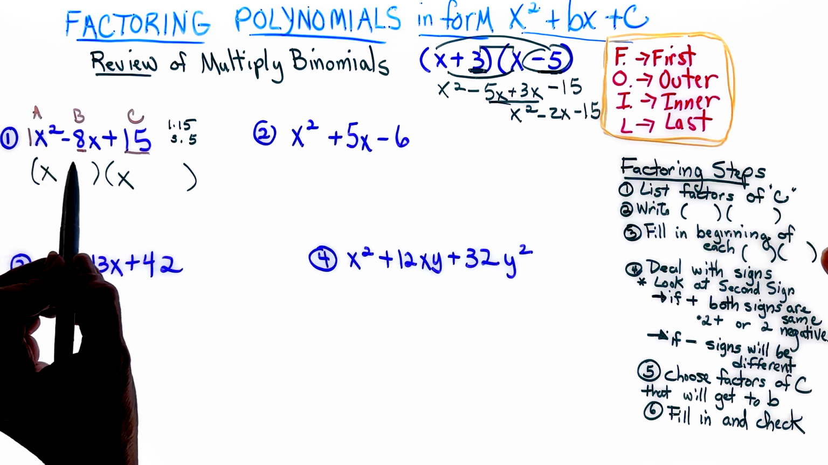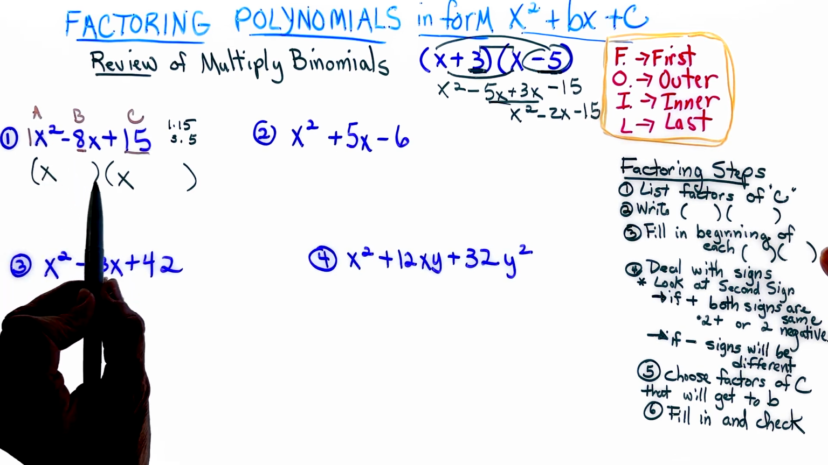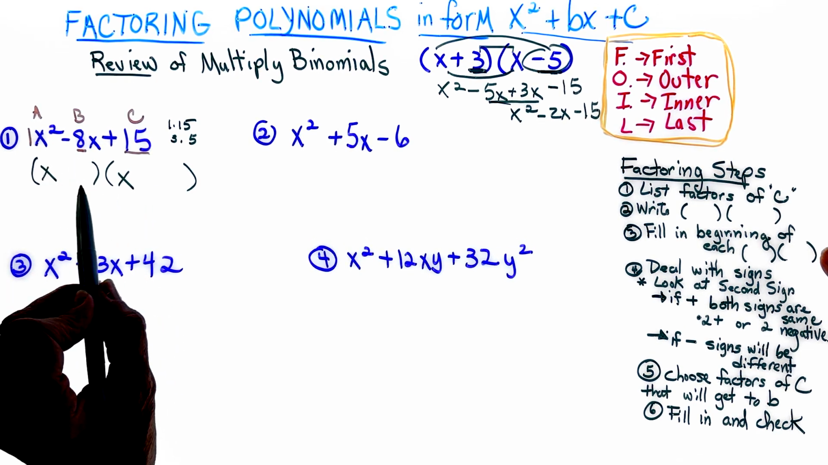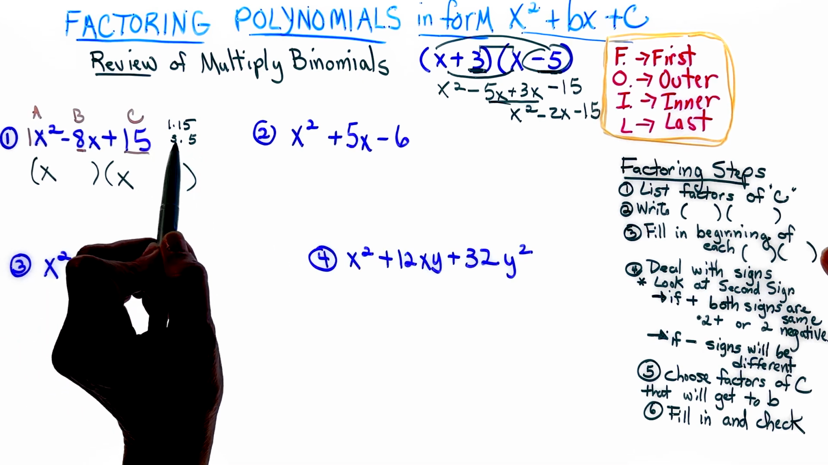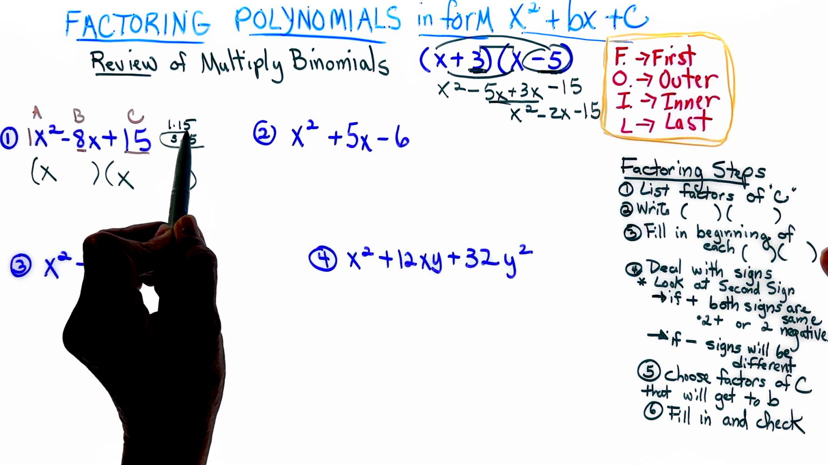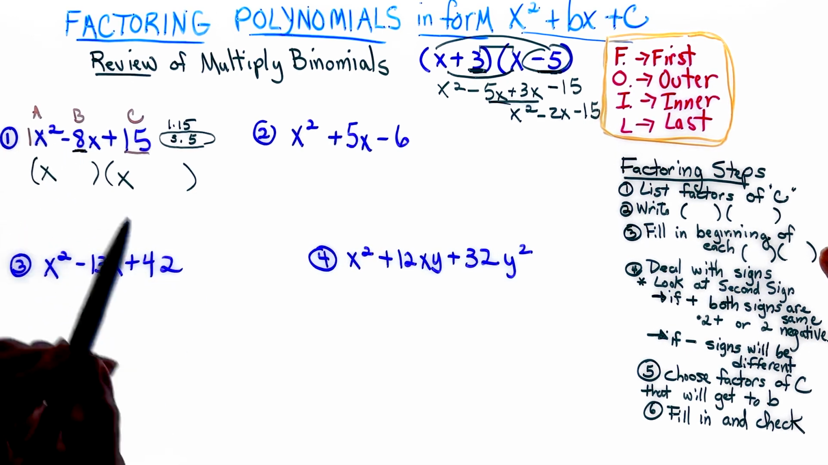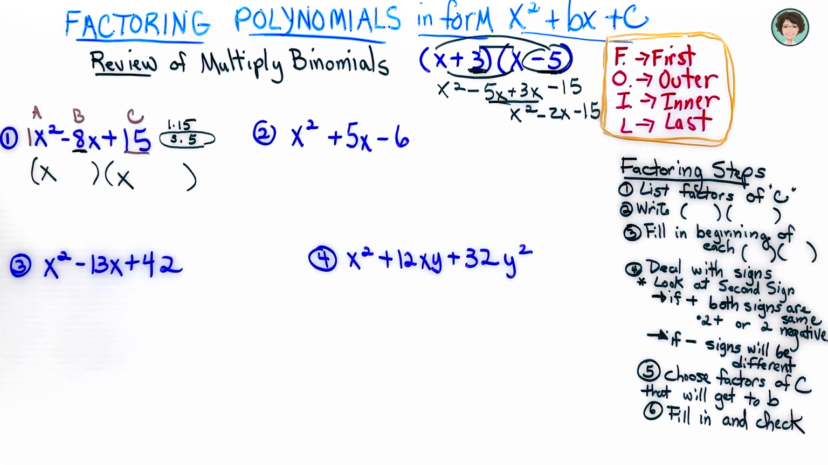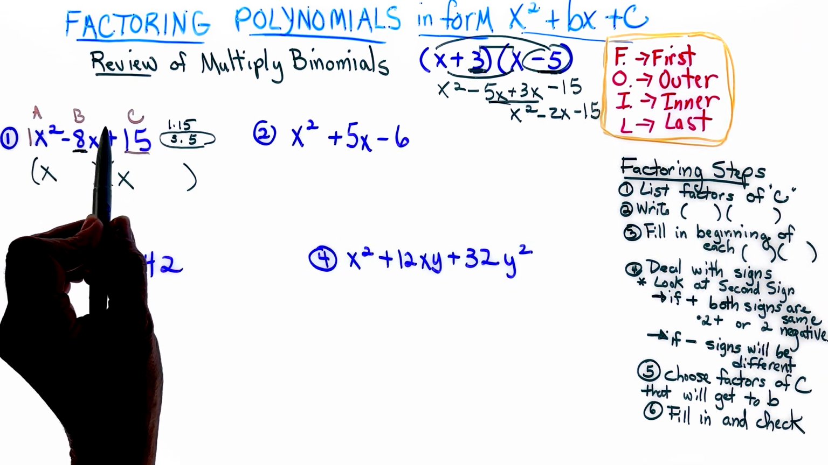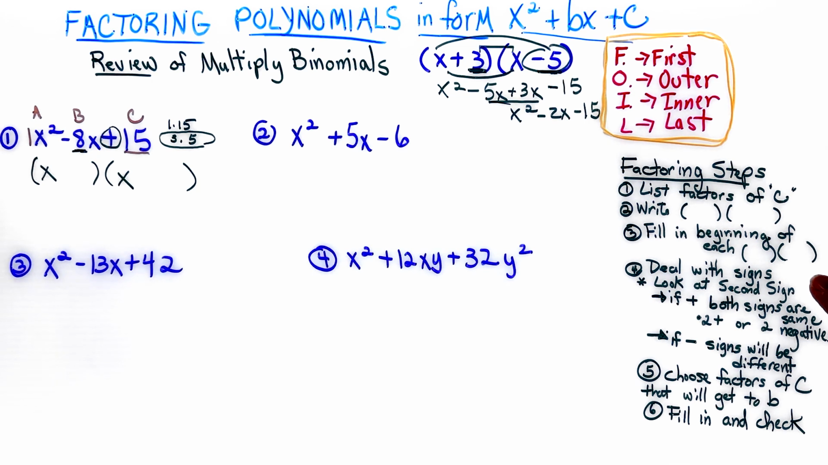So now, in order to decide on what numbers and what signs to put in there, I needed to find two factors that when you add them together, you get letter B right here. And we see that that is a 3 and a 5. So now we're going to deal with looking at our second sign, which is right here. And we are on step 4. We look at the second sign.